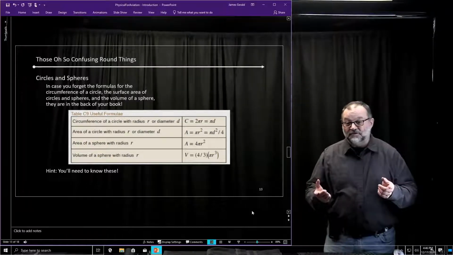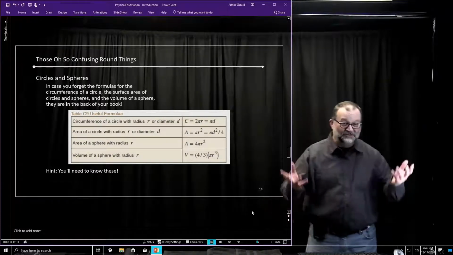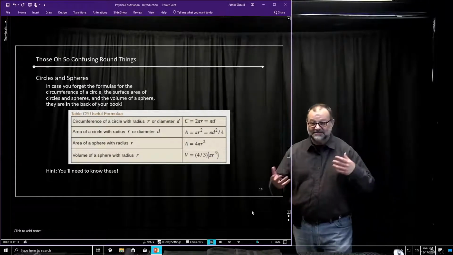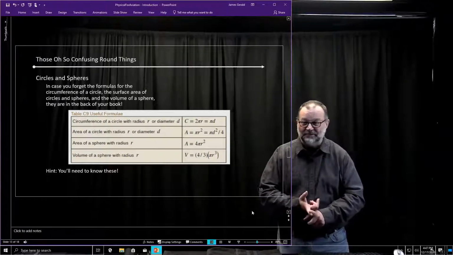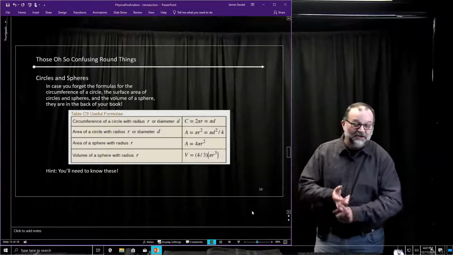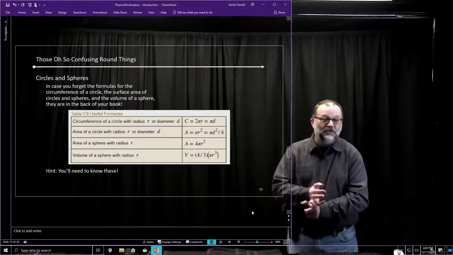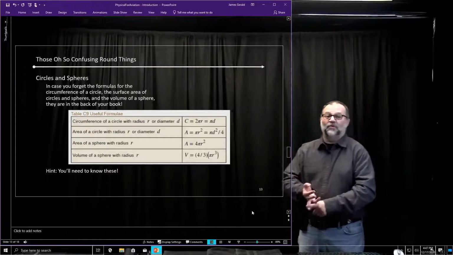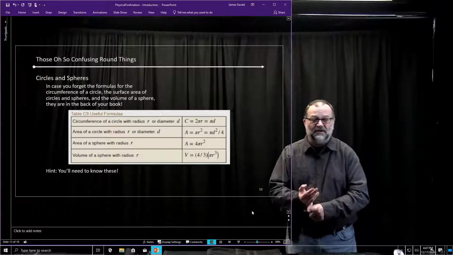There are a few formulas you just need to know. I'm not going to be giving them to you. You just need to know the circumference of a circle is 2 pi r, or pi times the diameter. You need to know that the area of a circle is pi r squared, right? You need to know that the area of a sphere is 4 pi r squared. You need to know the volume of a sphere is 4/3 pi r cubed.